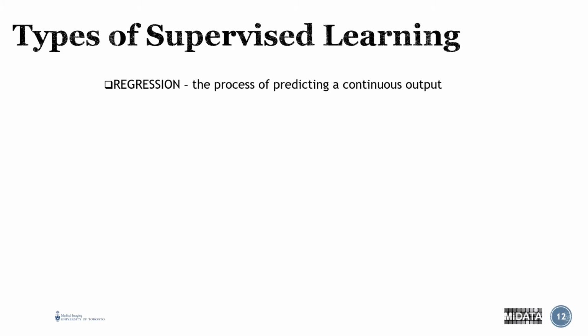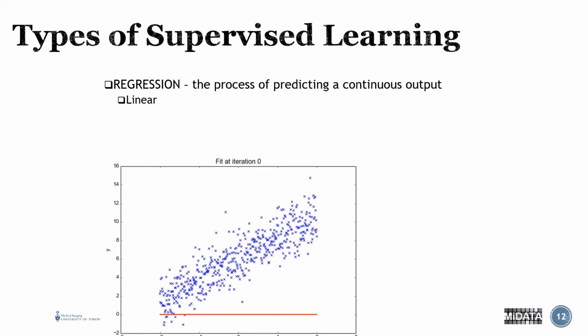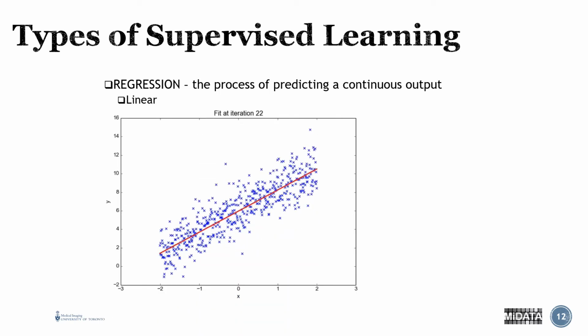Now, regression is the process of predicting a continuous output. Great. You have linear regression. Most people have done some form of linear regression in their research through statistics. And your linear regression will basically be fitting a line of best fit, or your regression line, to two dimensions: your independent variable, which is your x-axis, and your dependent variable, which is your y-axis. You're trying to predict y.